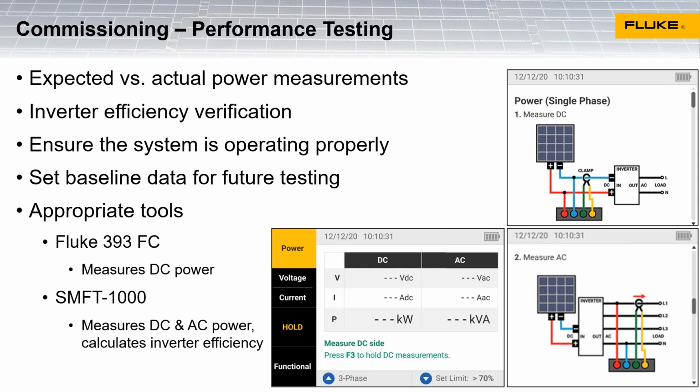The Fluke 393 clamp meter can measure DC power, so it'll measure voltage and current at the same time, and it'll actually give you the power output. The SMFT 1000 will also measure voltage and current at the same time. What you can do is measure voltage and current on the DC side. It will do the power calculation, and then you move the meter over to the AC side and measure the current and power output on the AC side, and it will use those to calculate inverter efficiency. And it can be used on single phase and 3-phase inverters as well.